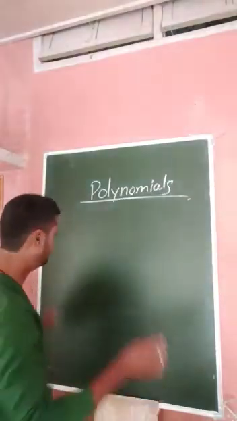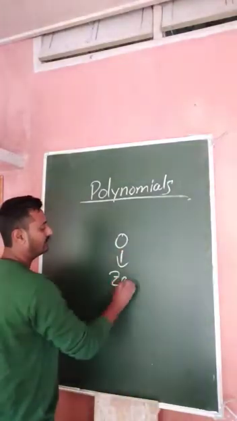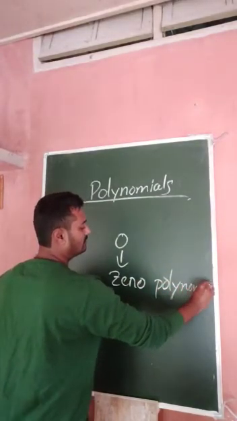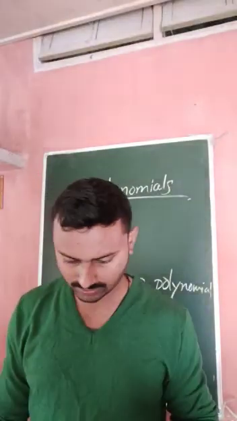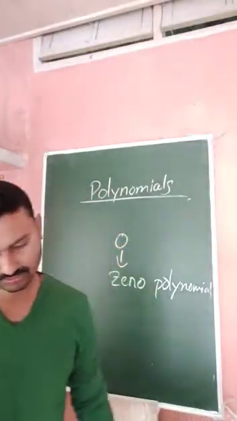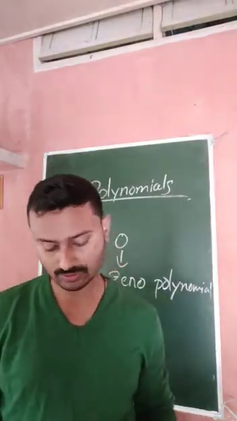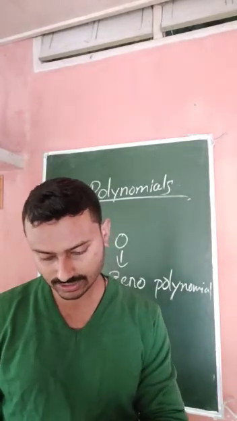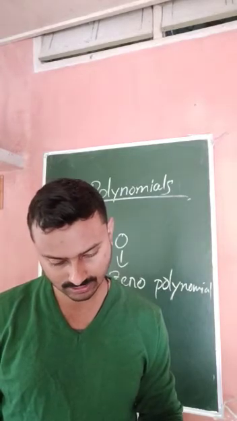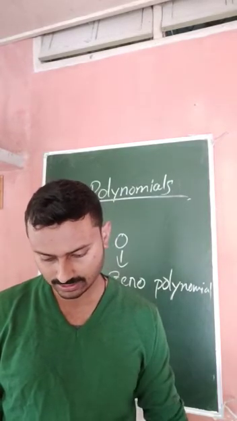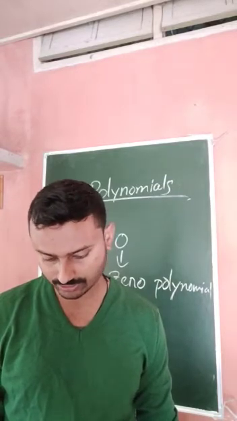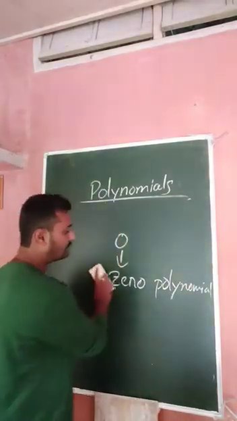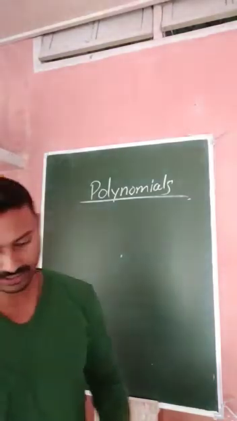Again, suppose the value of the polynomial is 0, it is known as the zero polynomial. Another important thing: if the question asks you to define the zero polynomial, then you have to write that the constant polynomial 0 is called the zero polynomial. Again, there is another important point on page 31: the zero polynomial, which is denoted 0. The degree of the zero polynomial is not defined. That is what you have to write: the degree of the zero polynomial is not defined.